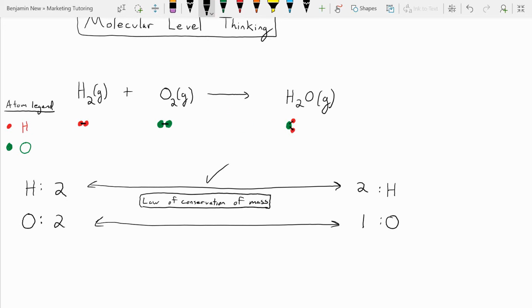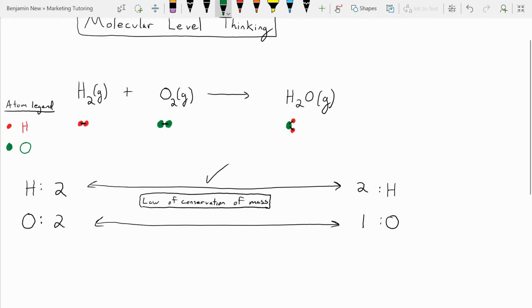So we can use integers to multiply each of these molecules. The only thing that we need to remember is we cannot change the identity of the molecules. In other words, we can't just add an oxygen atom here if we want. It's not possible, because then that would be a completely different chemical reaction. So we have to abide by what's above here as the molecule in each of the left side and the right side. So let's see what we can do.